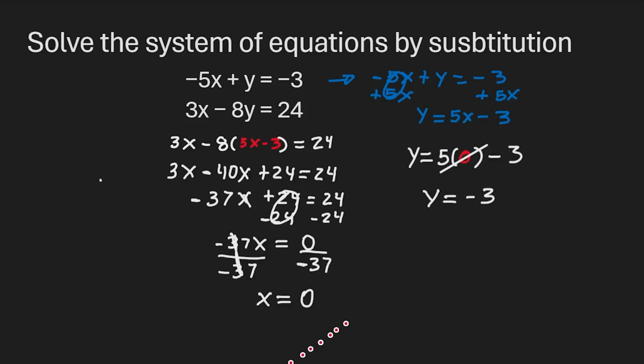Okay. So out of this, you're gonna get 1 point. The point is gonna be (0, -3). Okay, that's our answer. That's it.